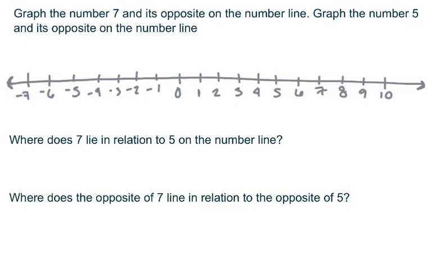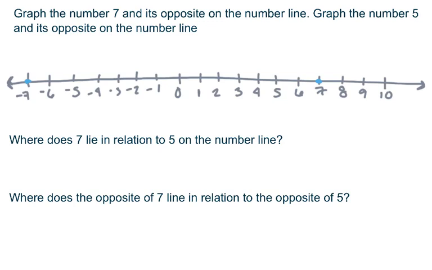Graph the number 7 and its opposite on the number line. Then graph the number 5 and its opposite on the number line. So we're going to start by finding the number 7, and we know it is positive, so it is going to be to the right of 0. And the opposite of a positive number is a negative number, and negative numbers are always to the left of 0.